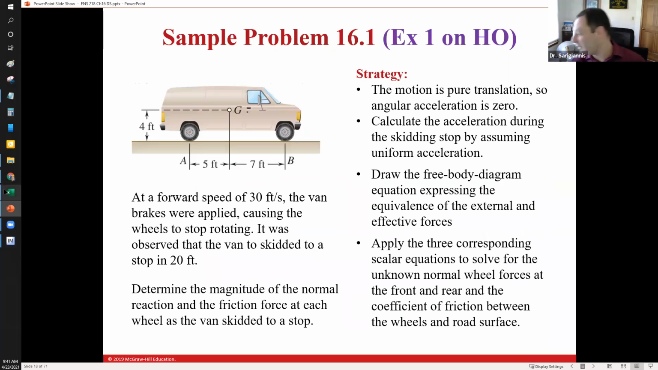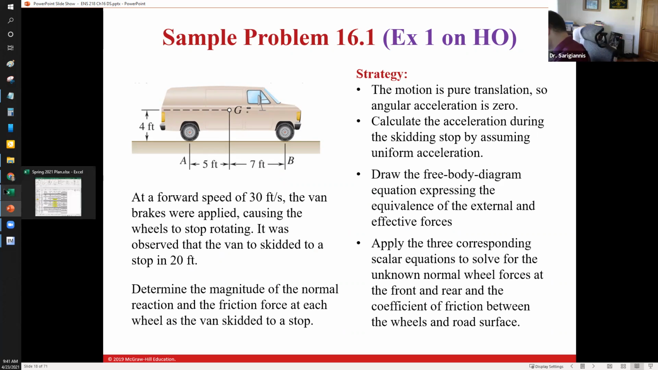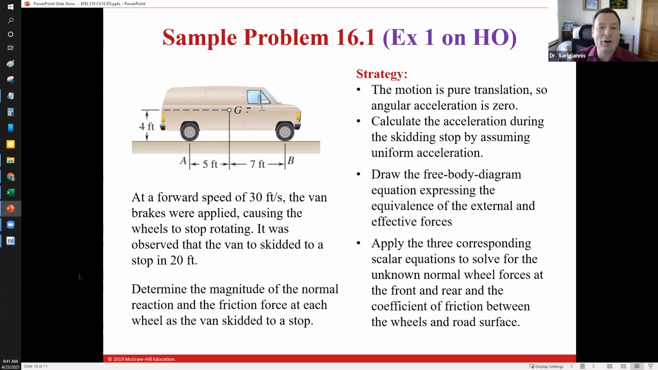All right, sample problem. I think we can probably start this. We have a van with a forward speed of 30 feet per second. The brakes are applied, causing the wheels to stop rotating. The van skidded to a stop in 20 feet. So this is like some kind of special ops A-team van. Determine the magnitude of the normal reaction and the friction force at each wheel as the van skidded to a stop.